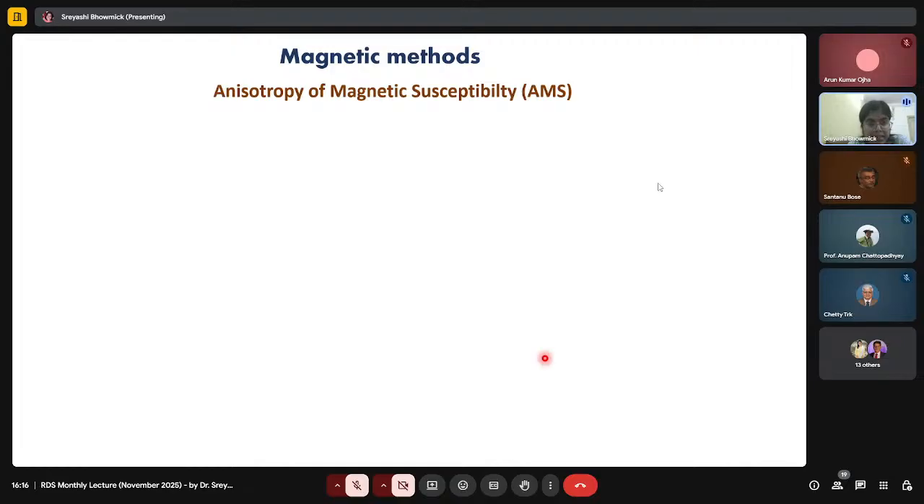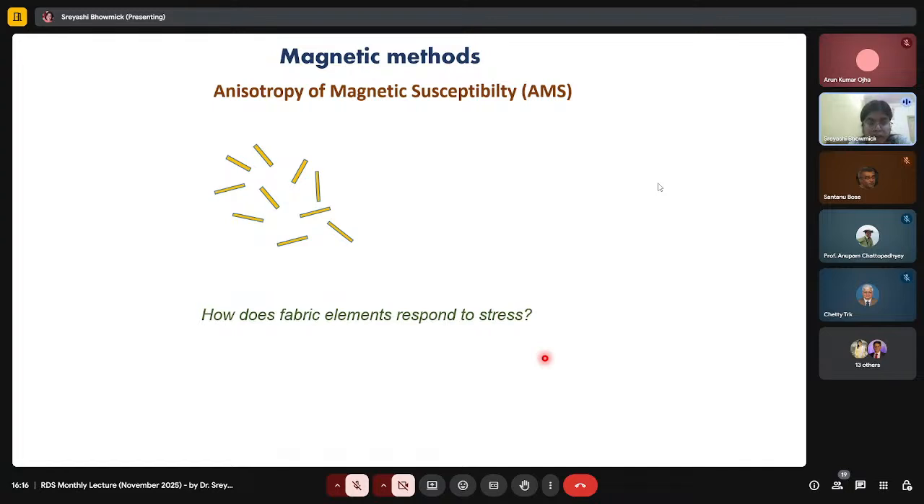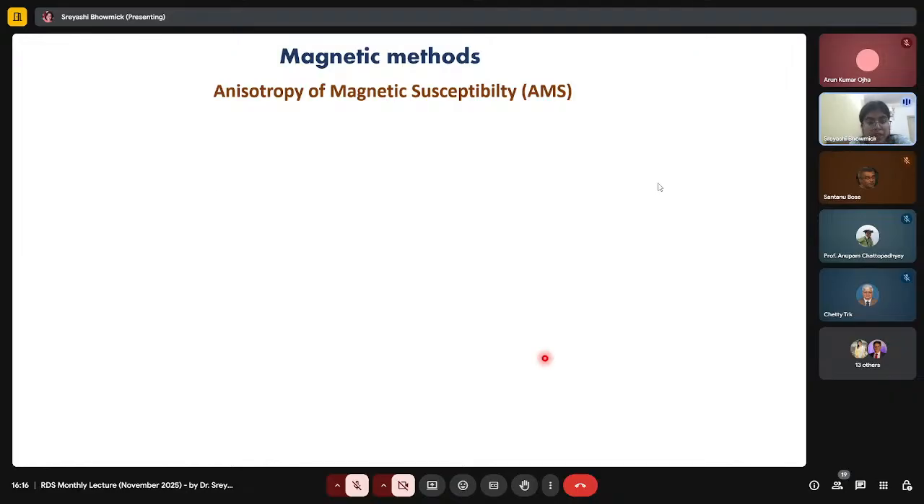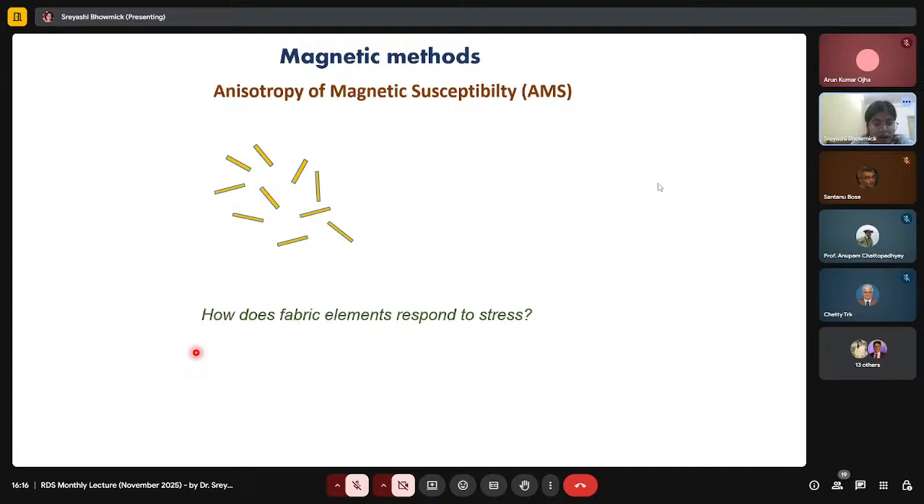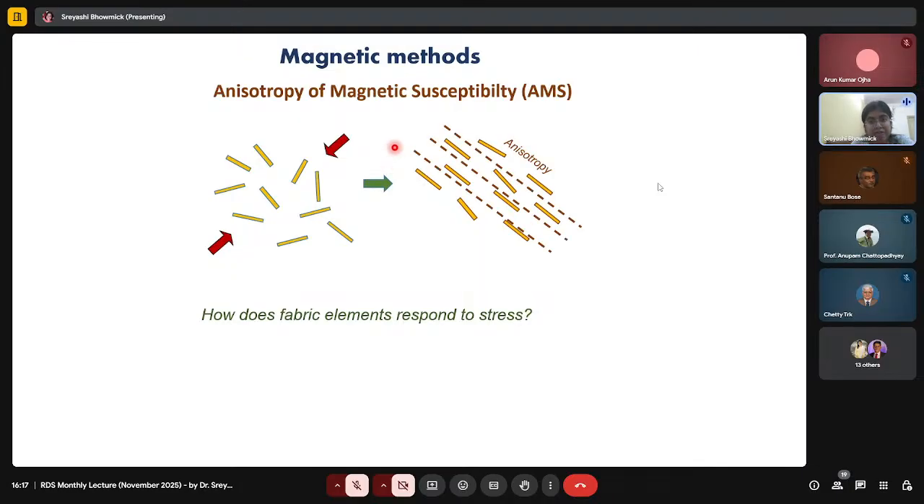So mostly we are using AMS, anisotropy of magnetic susceptibility studies, which is a very well-known petrofabric tool for determining rock fabrics, both primary and secondary deformation fabrics. Now, how do fabric elements respond to stress? If we have randomly oriented fabric elements, and they are subjected to a tectonic stress field, they are reoriented. So they attain a preferred orientation, and this is what defines the structural anisotropy in rocks. So we can say that this anisotropy is controlled either by the crystallographic or the shape preferred orientation of the constituent minerals.